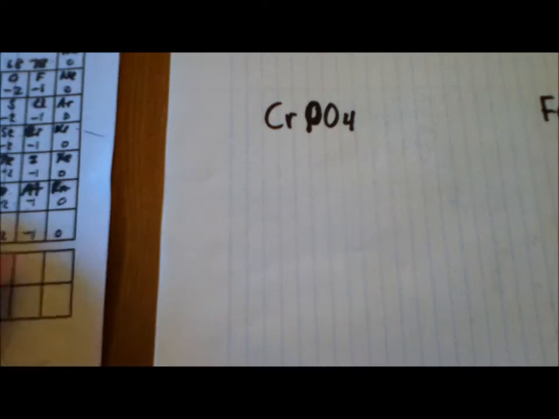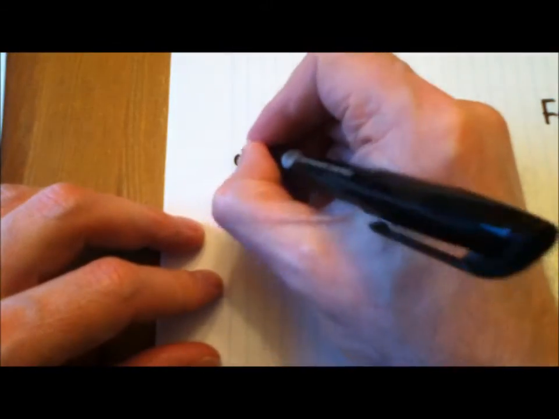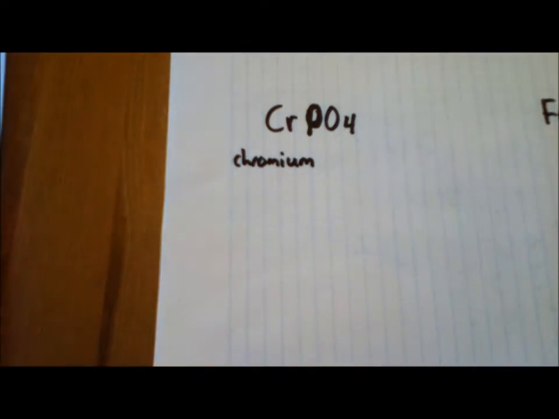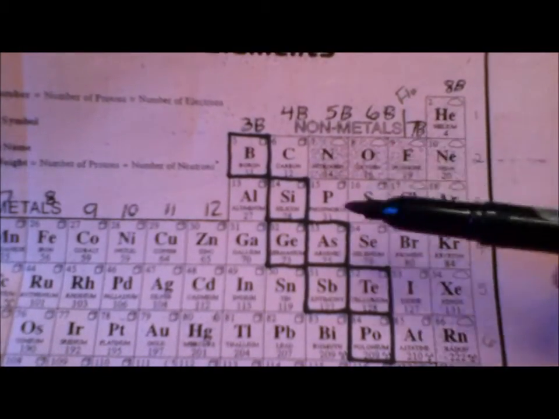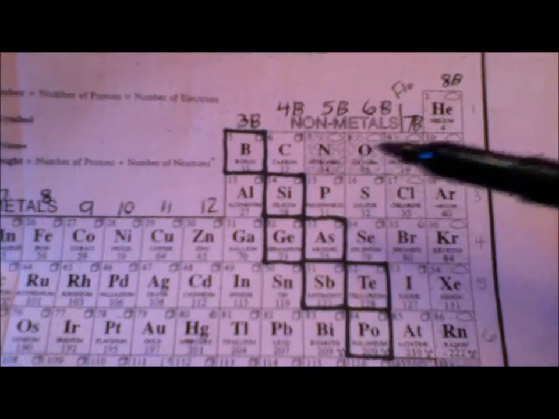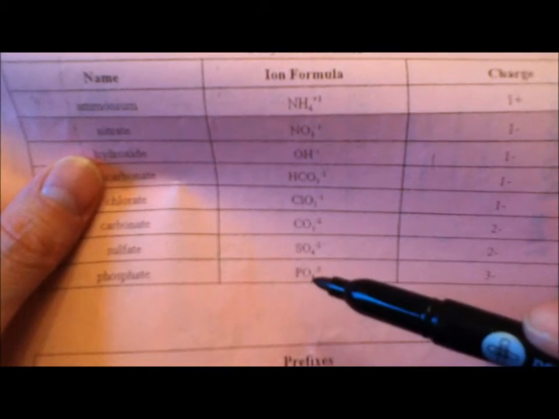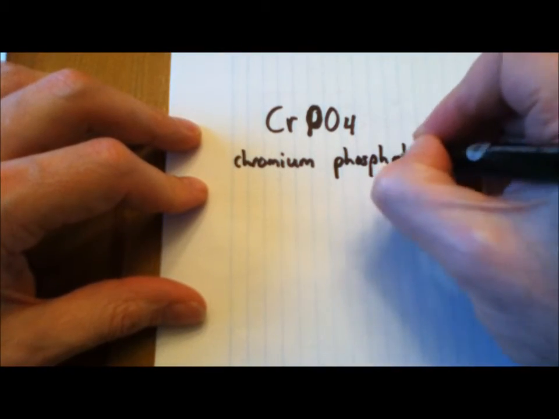So let's do the first one, CrPO4. And we notice that Cr from the periodic table is right there, and that's chromium. So we write down the name chromium, and then we write down PO4. Now when we look at PO4, we notice that P is here and O is here in isolation, but not grouped together in the same box. We're dealing with a polyatomic compound then, and we find PO4 on the back of the list for polyatomic ions, and it says PO4, and that is phosphate. So we write down phosphate.